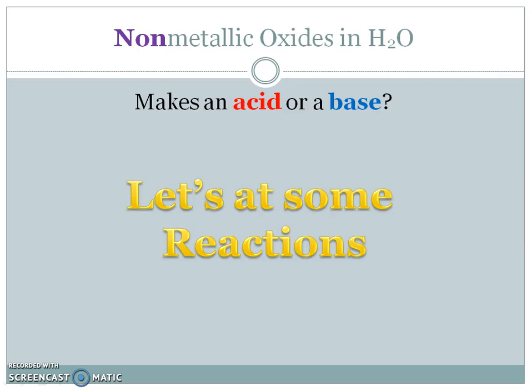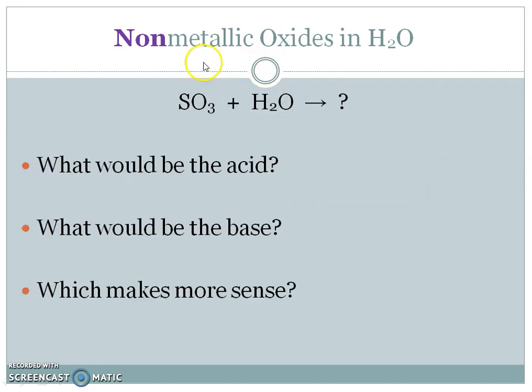My first question is, if I have a non-metallic oxide in water, so a non-metallic oxide would be any non-metal element with oxygen, is that solution going to be acidic or is it going to be basic? Well, let's look at these reactions. Here we have a non-metallic oxide and we're reacting it with water. So if it were to become an acid, our acid would look like this. If it were to become a base, our base would look like this.